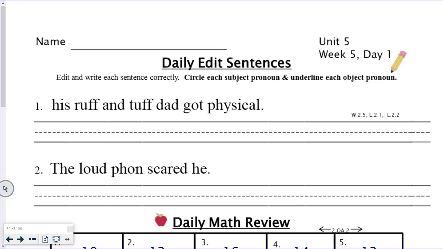Let's get started. Our morning work page is Unit 5, Week 5, Day 1. Directions say edit and write each sentence correctly, circle each subject pronoun, and underline each object pronoun. Number 1, his rough and tough dad got physical. Fix it up, rewrite it nice and neat on the line. Number 2, the loud phone scared he. Same thing, fix it up, rewrite it nice and neat on the line. Pause your video, do numbers 1 and number 2.